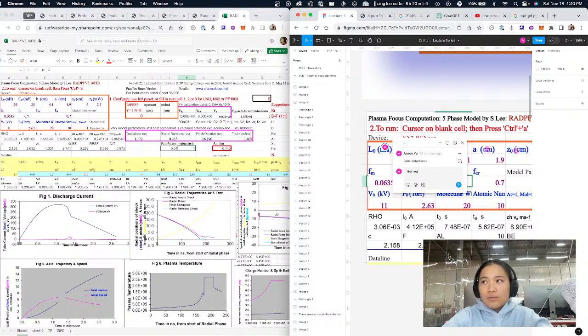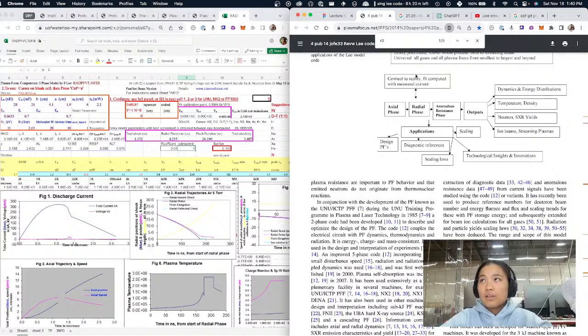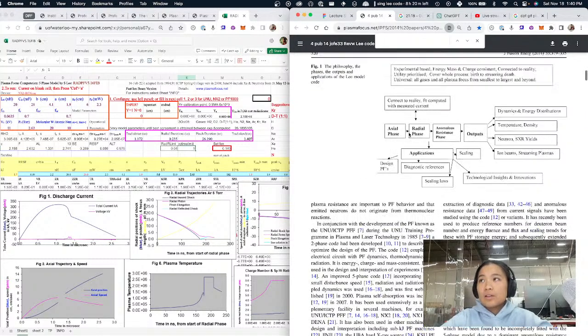Really low? Okay, so maybe that's not what I think it is. Okay, but inductance. Maybe this will explain it to me.